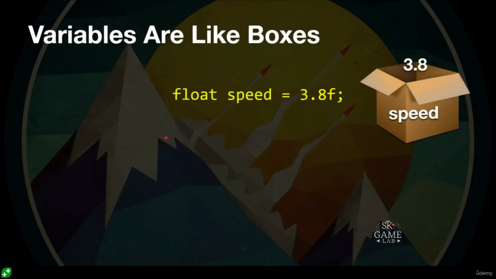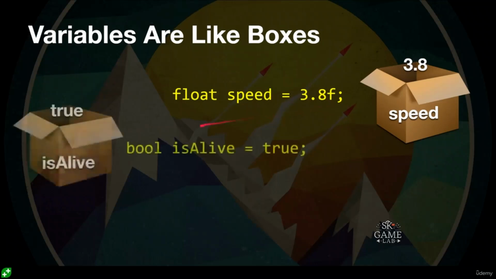If we wanted to create a float called speed, then we would type in float speed equals, and then whatever the value we wanted it to be, in this case 3.8. And as we've talked about before, if you're using a float and you have a decimal place in here, you need to put an F at the end of it, mostly so that Unity knows, oh, it's a float and not a double. We put the F at the end there. And then with a bool, we have the name is alive equals true. So we could define it as true or as false.